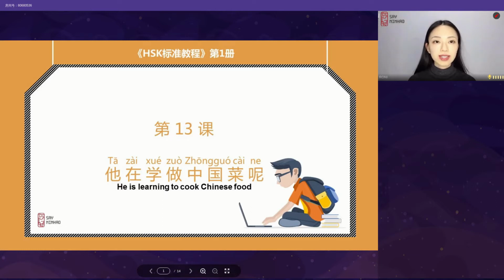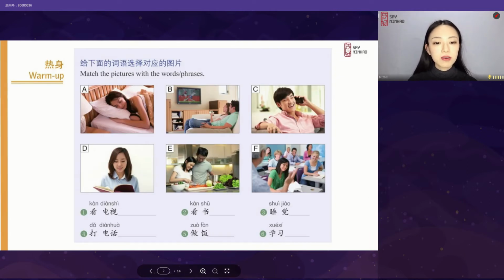Today we are going to learn Lesson 13, 第13课。他在学做中国菜呢。他在学做中国菜呢 which means he is learning to cook Chinese food. Okay, now let's first move on to our warm-up part. You can see there are 6 pictures and 6 words as usual. And for these words, let's just read it, okay?